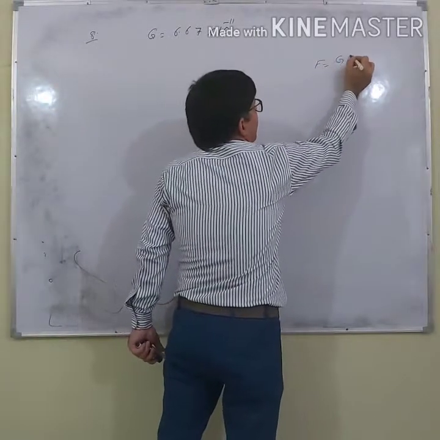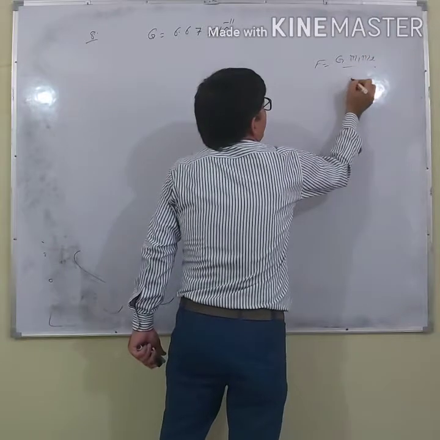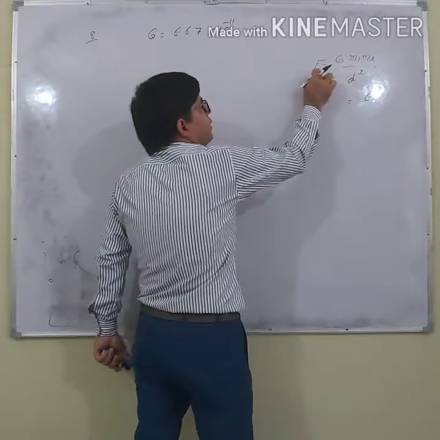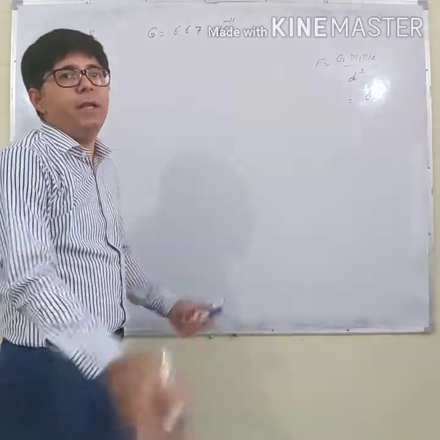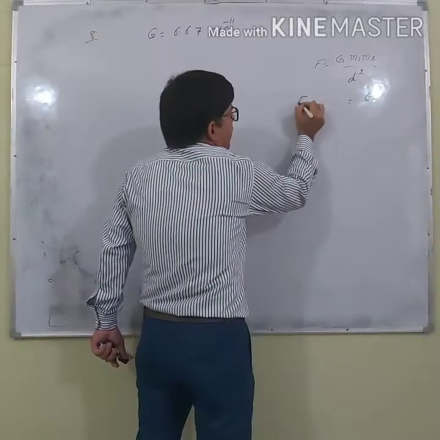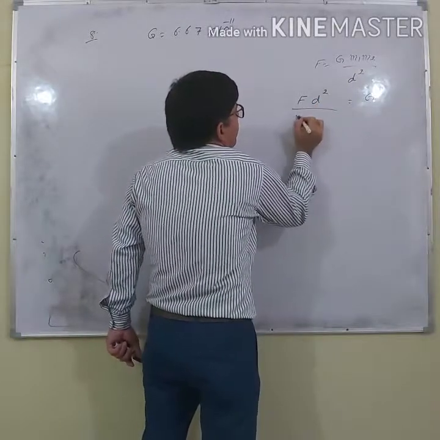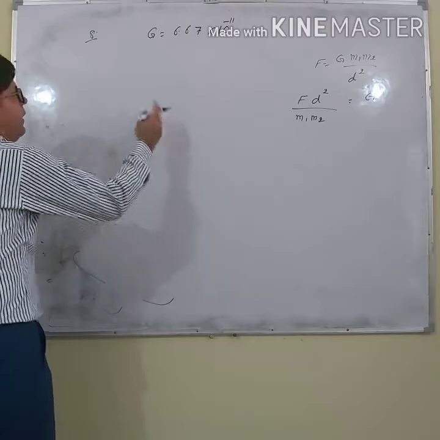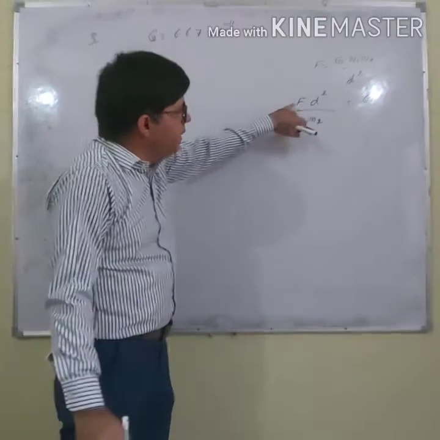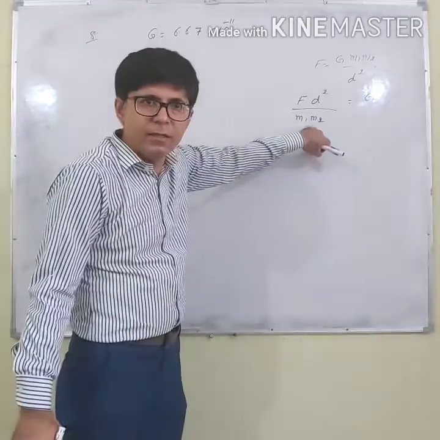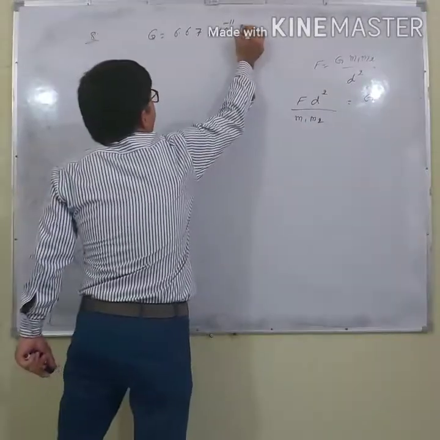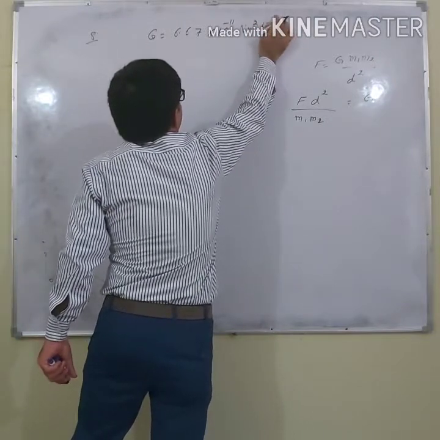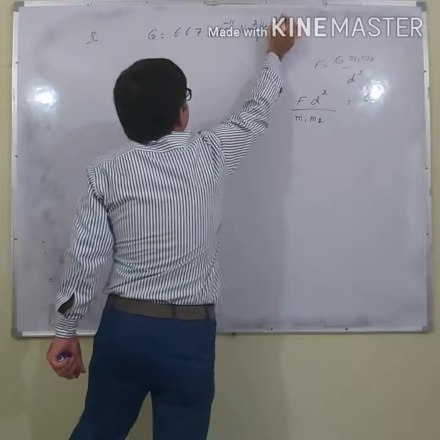F is capital G m1 m2 by d square. So what is capital G? D is in the denominator, so when it is shifted to the left hand side, it will be in the numerator. So G equals F d square by m1 m2, and m1 m2 will be in the division. So what is the unit? SI unit Newton, distance meter, kilogram times kilogram. So I can say Newton meter square per kilogram square. Okay, you can take it in division also, means the same.